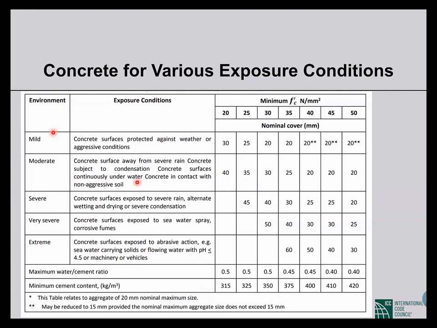So it depends on the exposure condition, the environmental condition. There are five categories: mild, moderate, severe, very severe, and extreme. Exposure condition mild is not aggressive. Moderate: concrete surface away from severe rain, concrete subject to condensation, concrete surfaces continuously under water, concrete in contact with non-aggressive soil. This is the moderate condition.